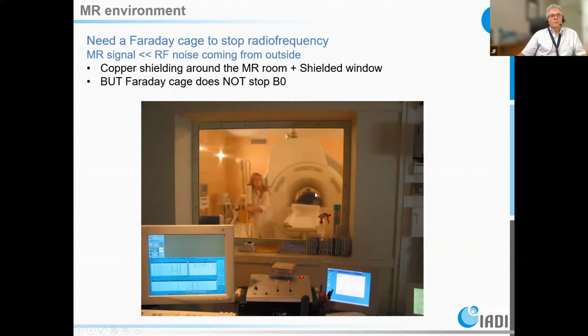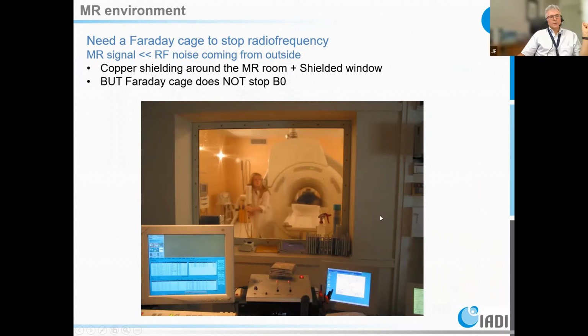So you have no signal coming from outside. But also, as I mentioned before, we have a lot of energy here. If you send 33 kilowatts in the air, we have trouble with the police because it's not allowed. So you have to stop this with a Faraday cage. A Faraday cage is when the whole room is covered by copper, and this is the shielding place where you put the MRI. Important: the Faraday cage here does not stop B0.